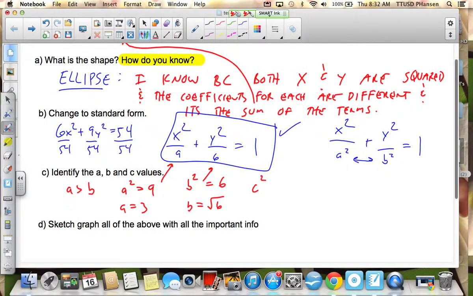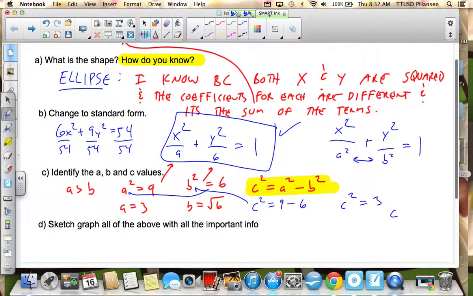And C squared equals A squared minus B squared, something you need to have memorized for your quiz. And then if I put in my correct numbers, I get C squared equals 9 minus 6, right? Use the squares, those guys. So C squared equals 3, therefore C equals the square root of 3. So I identified A, B, and C. Yeah? Yeah. All right. I got it all.